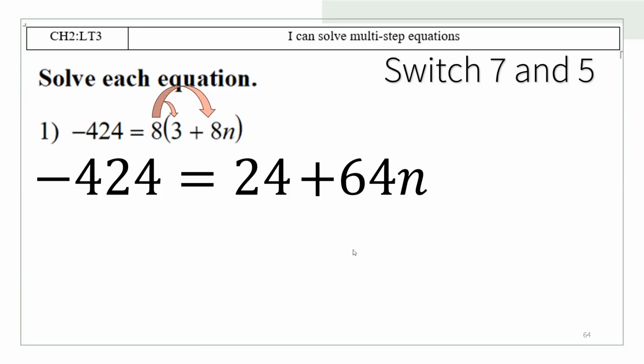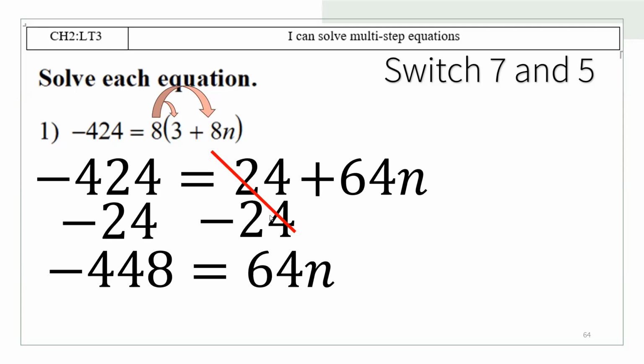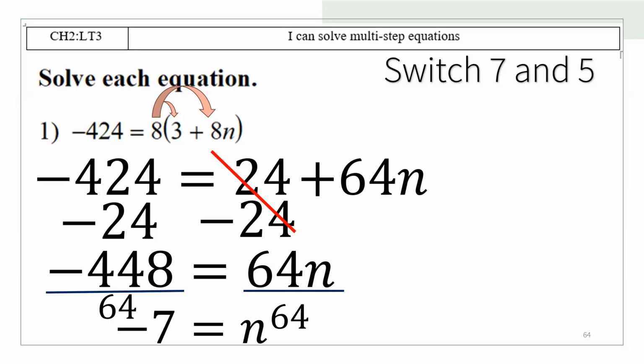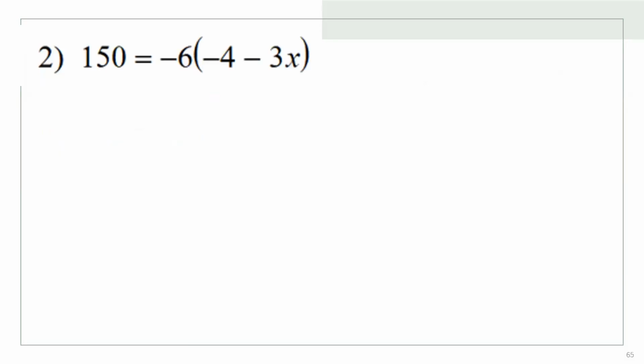I got to get rid of adding and subtracting, so we're going to subtract 24 from both sides. Next move, we've got to get rid of multiplying by 64, so we have to divide both sides by 64, and we end up with -7 equals n. Choice number 2.